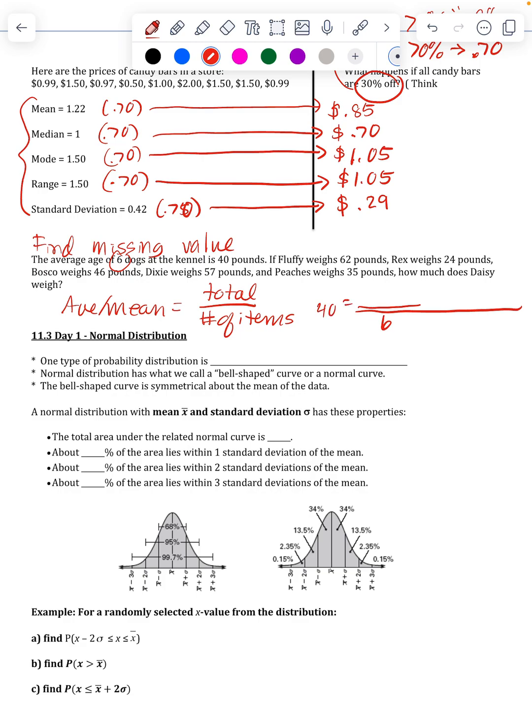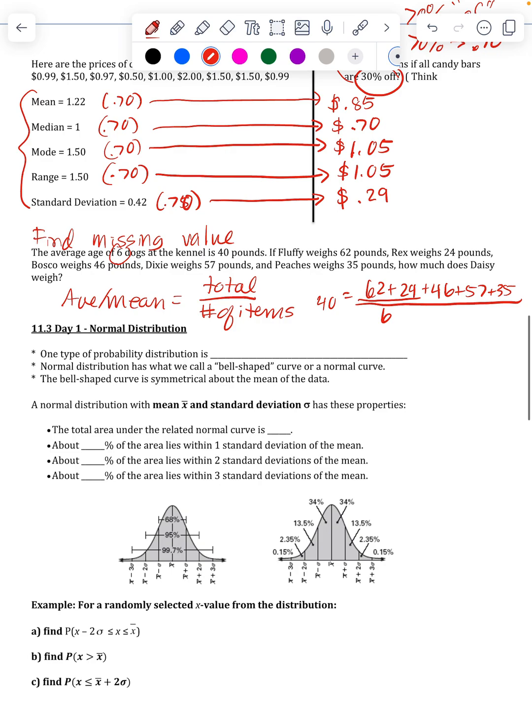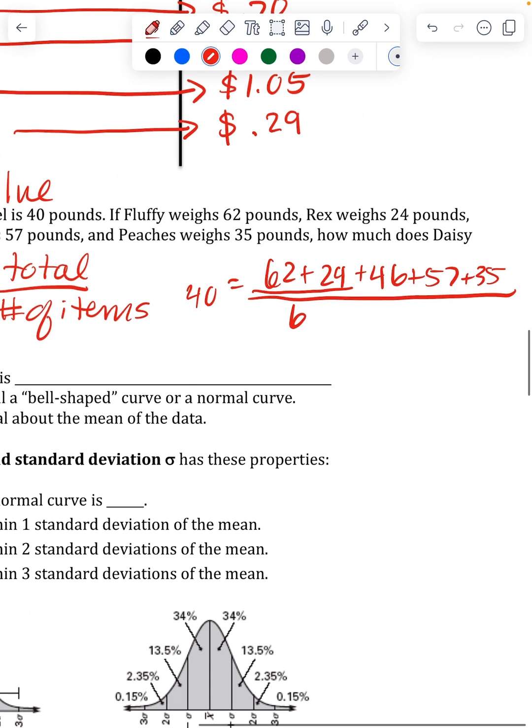Then it goes through. Fluffy weighs 62. Rex weighs 24. Bosco weighs 46. Dixie weighs 57. Peaches weighs 35. But we don't know how much Daisy weighs. So, of course, I didn't leave enough room, so I'm going to cram Daisy in over here. All right. Don't make this problem harder than it is.